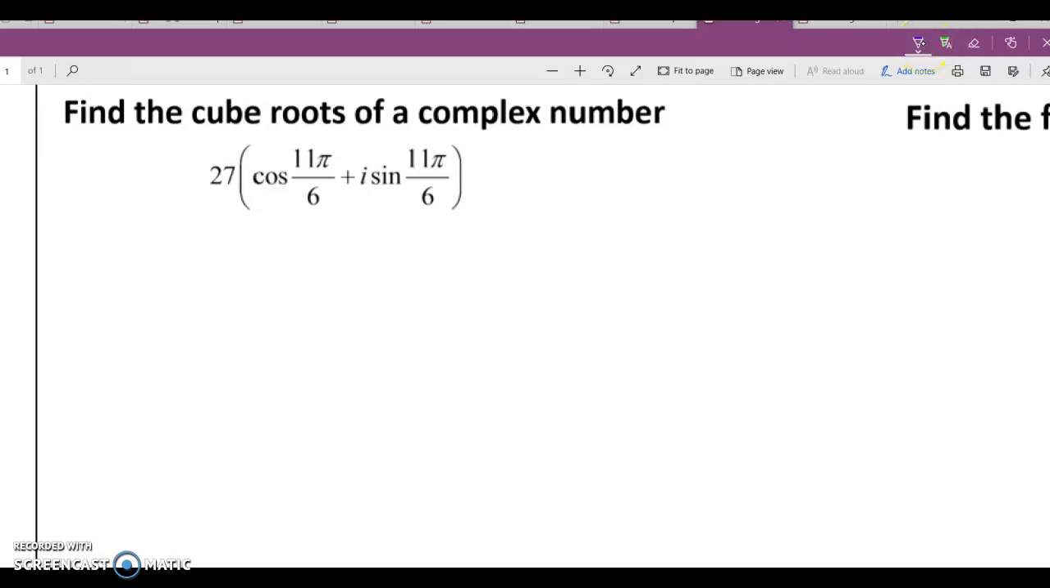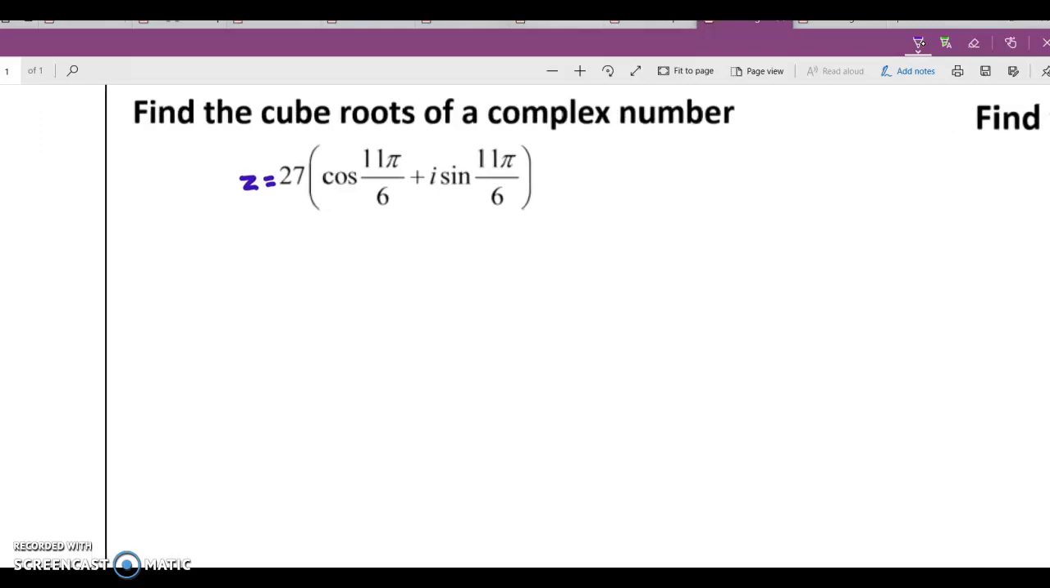Welcome back for more examples on reversing de Moivre's theorem to find the roots of a complex number. In this case, our complex number, I'm going to label it z, is equal to 27 times cosine of 11 pi over 6 plus i times sine of 11 pi over 6. The one that I did in my first video was a little bit easier, because it was just 1 times cosine of 0 plus i times sine of 0.